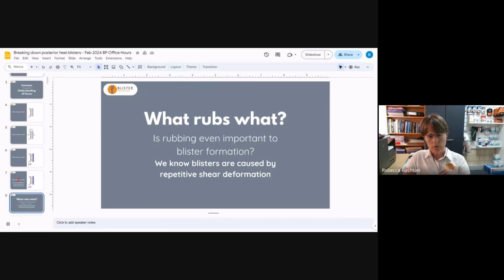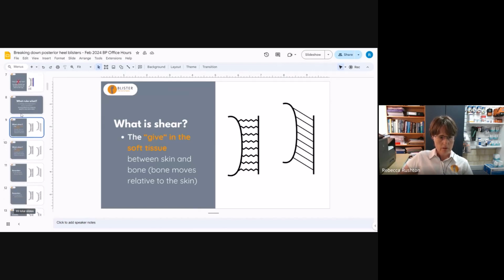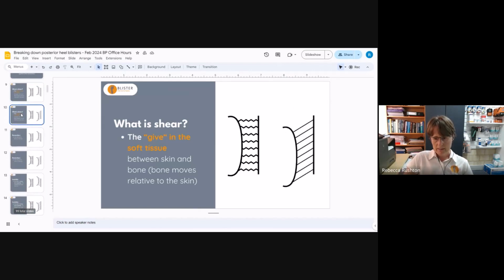So what's rubbing what? Is rubbing even important to blister formation? Because we know that blisters are caused by repetitive shear deformation. Well, let's have a quick recap about what shear deformation is. Shear is basically the give in the soft tissues. So as the bone moves back and forth, the skin doesn't necessarily follow straight away, if at all, and the soft tissue layers are having to cope with that differential. So they stretch and distort or deform as a result of that bone movement relative to skin movement.